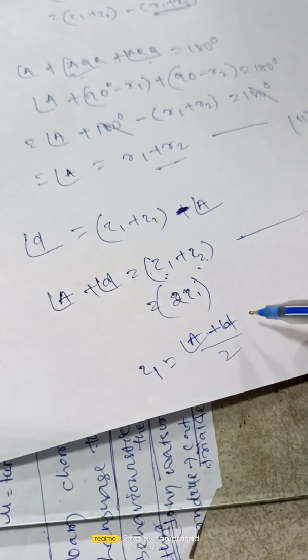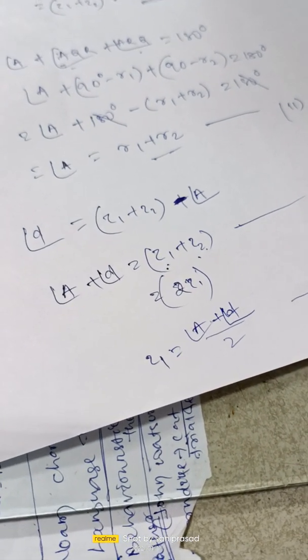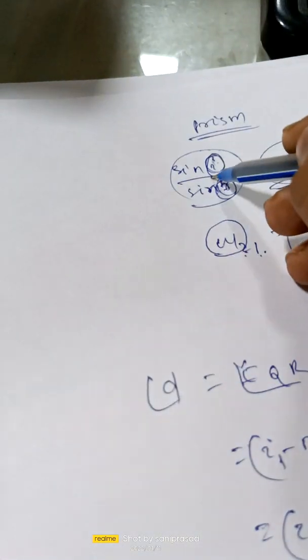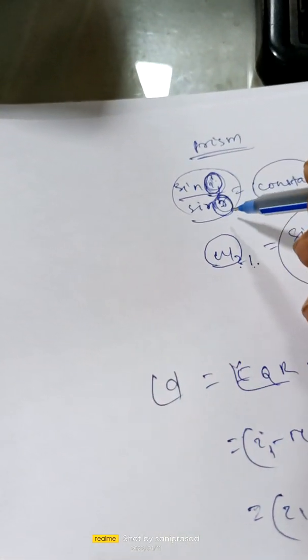Okay, this will be written as equation number 4, and put that I value into sin I. Okay, then we have to find out the R value.